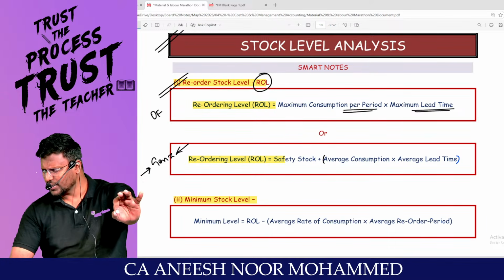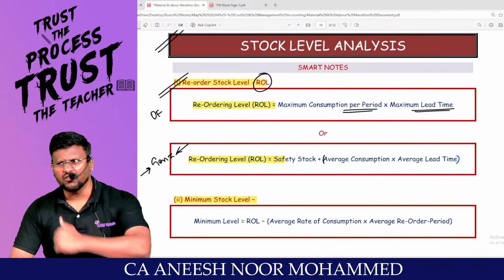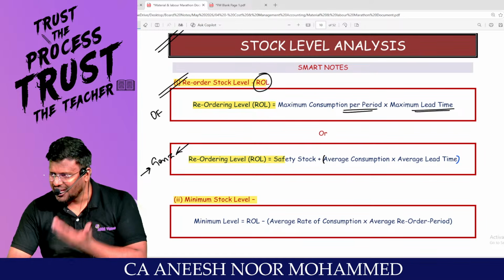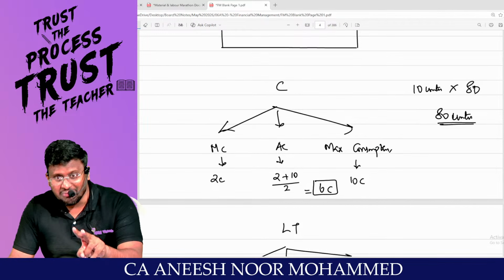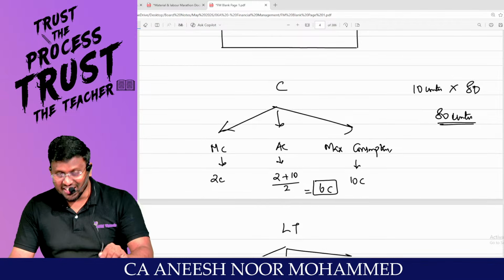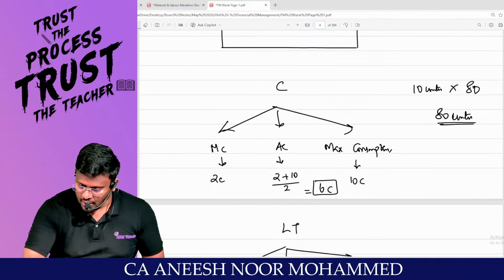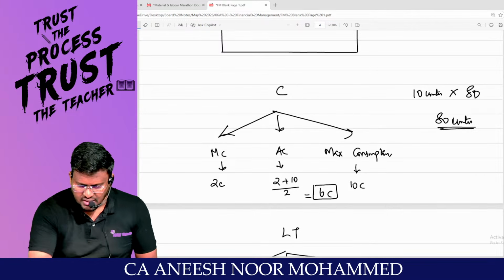You just think of a situation. My factory is working full-fledged. How you are studying now, the same way. If the exam is very near, you won't study 2 chapters, you won't study 6 chapters, you'll be studying 10 chapters. Am I right? That's why maximum consumption is 10 units.